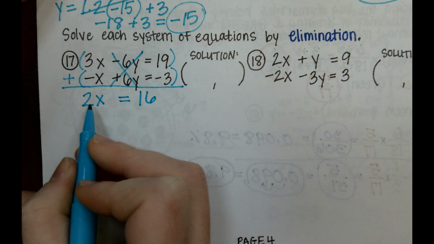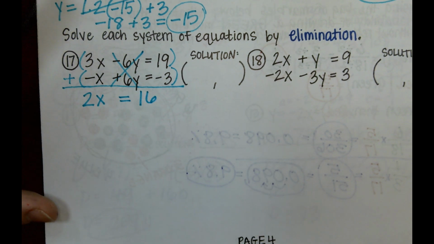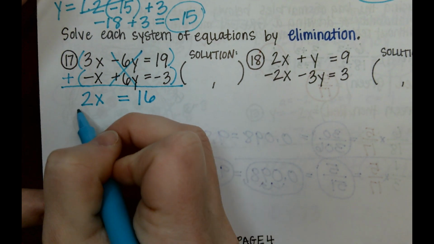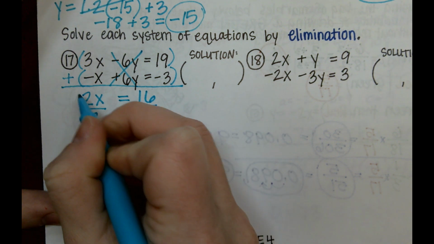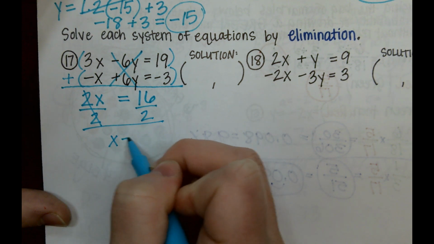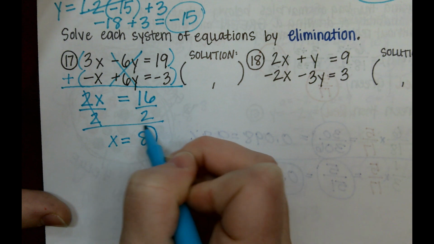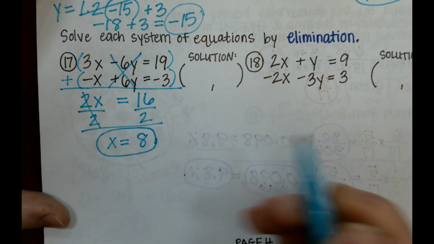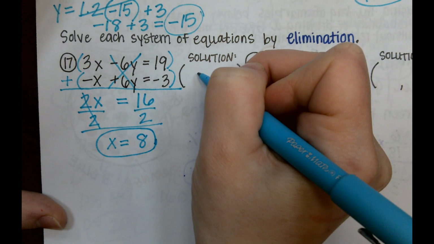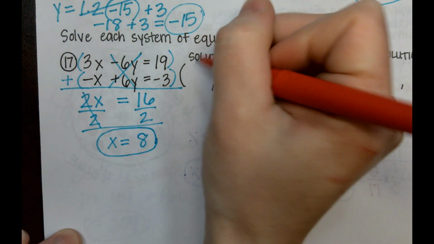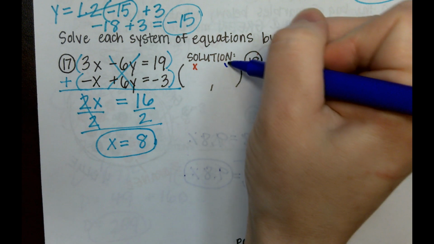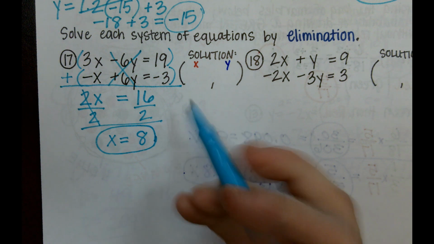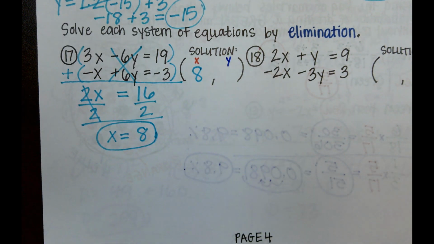So now we have this nice pretty little 2x equals 16. So we just divide by 2, and we get x equals 8. Perfect. Remember, same as last time, x comes first in the coordinate, then y. So once you've gotten your x, go ahead and put it in there. 8 is our x for number 17.